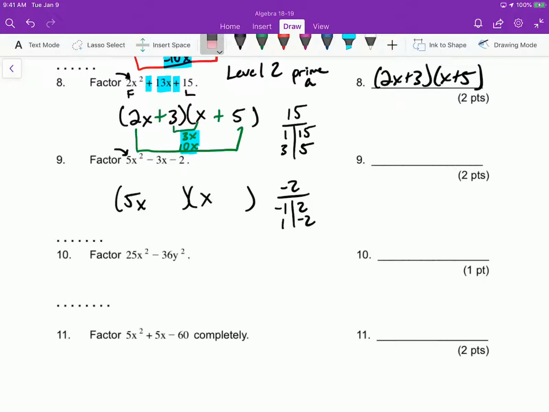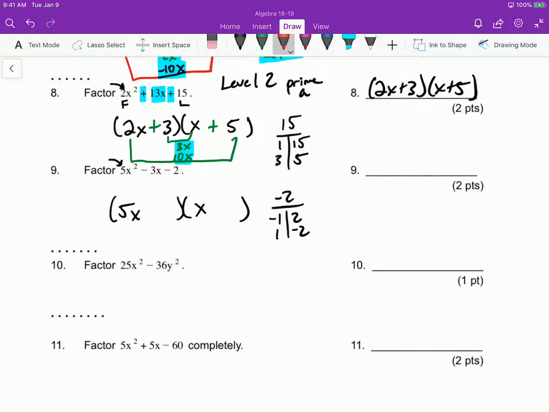All right, but maybe if I put the negative 2 on the other side, or maybe if it's a negative 1 on this side and a positive 2 on this side, oh yeah, there's our winner, because this would give me negative 5x, and then on the inside we get positive 2x, and if you combine those in the middle, that would give me negative 3. So there's my winner: 5x plus 2 times x minus 1.